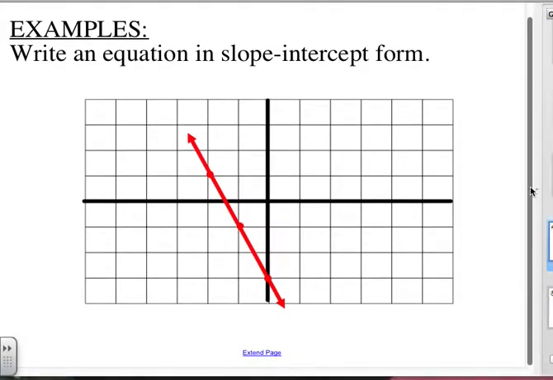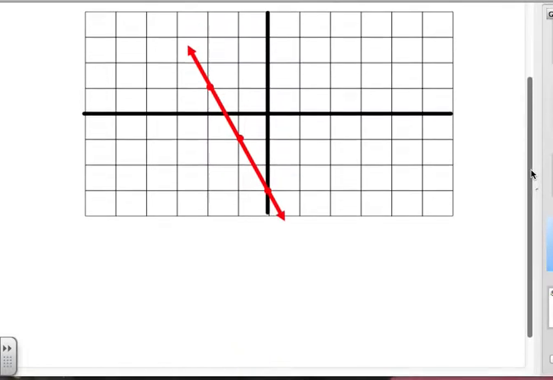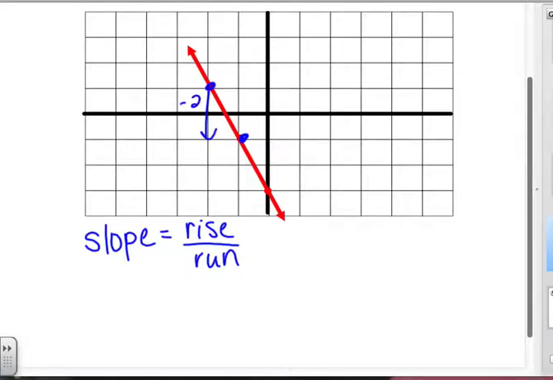Slope-intercept form. I need to find the slope of the line, and I need to find the y-intercept of the line. Let's find the slope. Rise over run. Pick 2 points. I pick this one. I pick this one. What's the rise? Down 2, that's a -2. What's the run? Right 1, that's a +1. So the slope is -2 or -2 over 1. What's the y-intercept? Well, there's your y-intercept. What is that? -1, -2, that's a -3.